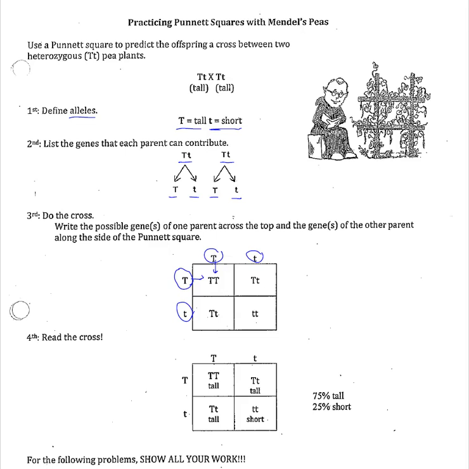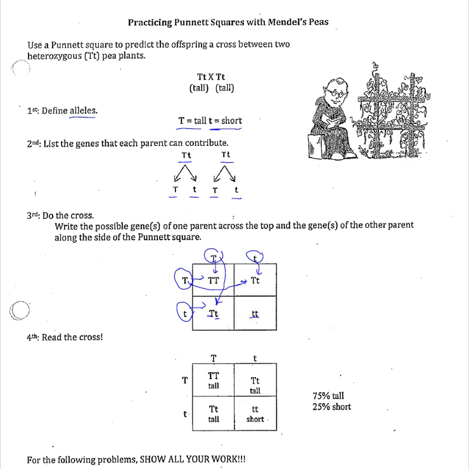We do the same thing again. This capital T combines with this lowercase t to get a capital T, lowercase t combination. And we repeat this for the entire Punnett square. One thing to keep in mind, we like to list the dominant allele before the recessive allele. And when you have two recessive alleles, it doesn't matter the order.